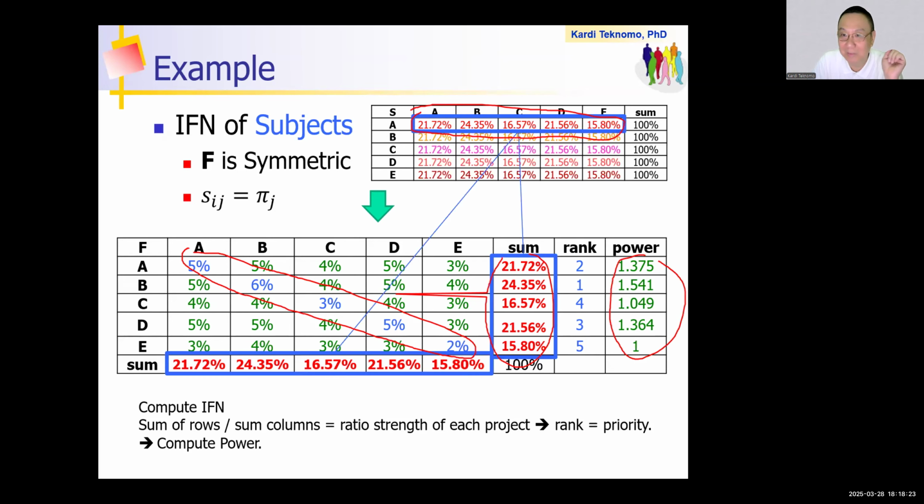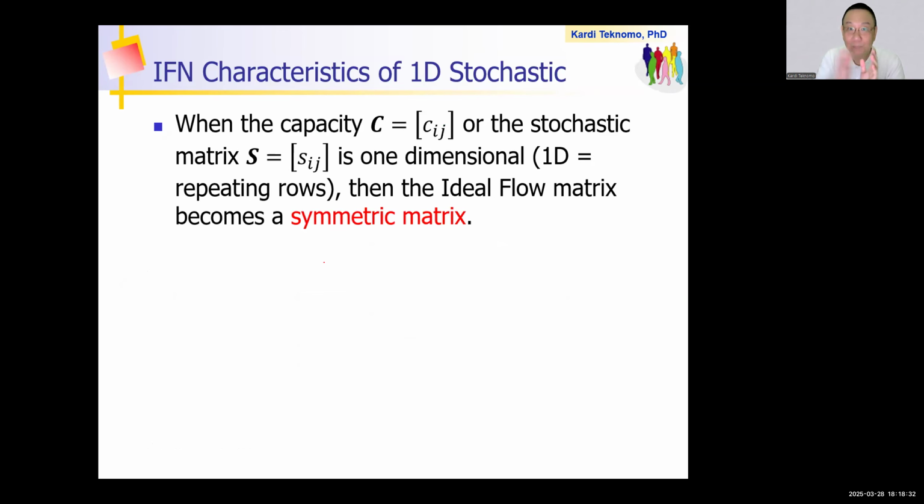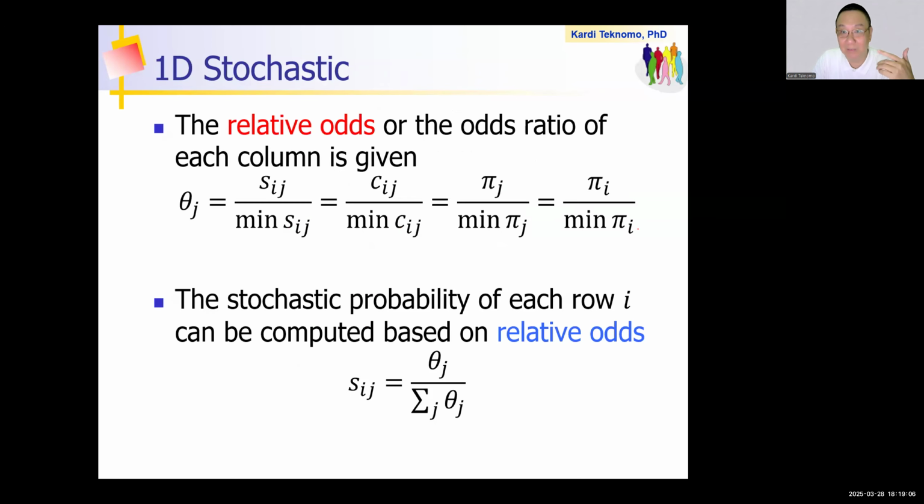This is very, very interesting, because how can you get that? This is the characteristic of 1D stochastic, meaning you have one dimension and then you repeat. When your capacity matrix, or the stochastic matrix, is one-dimensional and repeated, your ideal flow matrix is always symmetric. I will touch a little bit later on the meaning of this symmetry. And then for the relative R, meaning you have the S, this is the power, you get the minimum based on the diagonal element, or based on the stochastic matrix, or based on the capacity matrix.